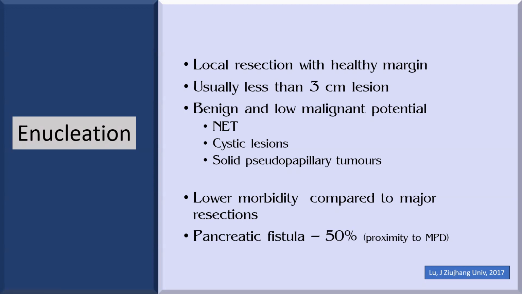Morbidity is low, but pancreatic fistula is high, and what decides that is the proximity to the MPD. When you divide or make a hole in the main pancreatic duct in the process of enucleation, you have a high chance of a fistula. That is what you must remember. So if you have a big hole after enucleation, which you should try and avoid, one of the things you should consider is to drain that. Otherwise, you may end up with a pancreatic fistula.